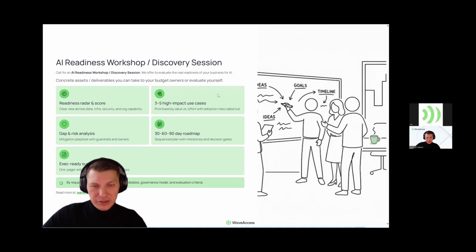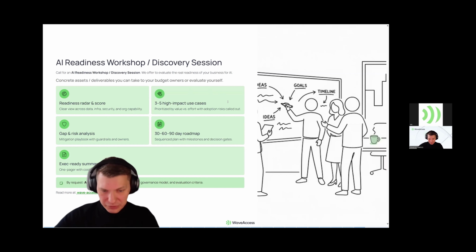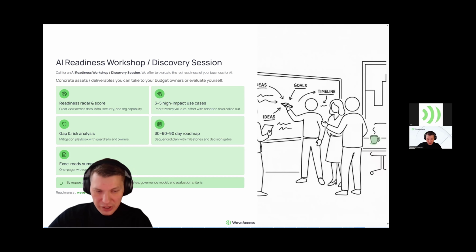We are finding the most sweet spot use cases. It's from 3 to 5, so we limit it to 3 to 5, but maybe more. But we provide the list of all use cases. They can also do it internally. We understand the risks, all the security risks, all the data risks, and so on.